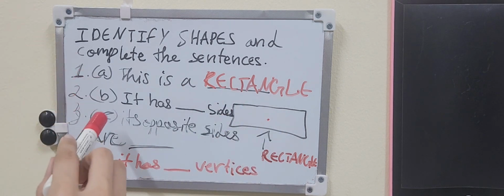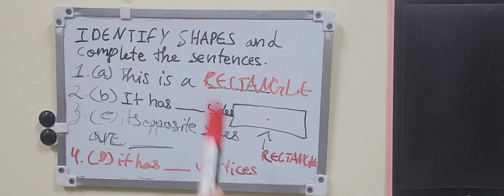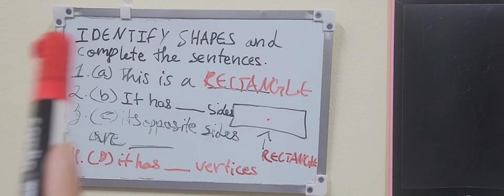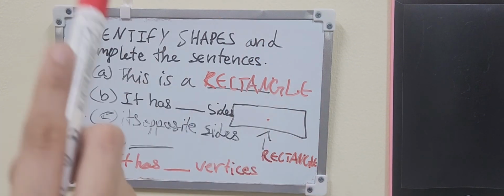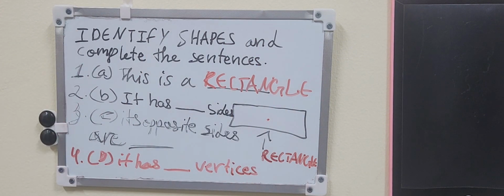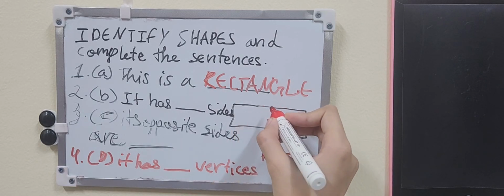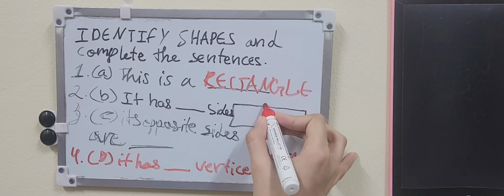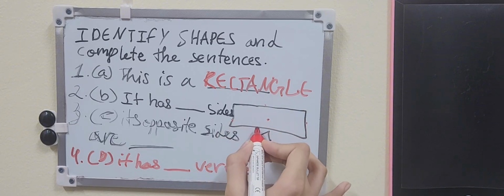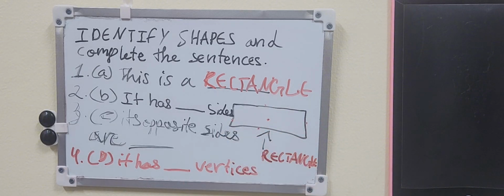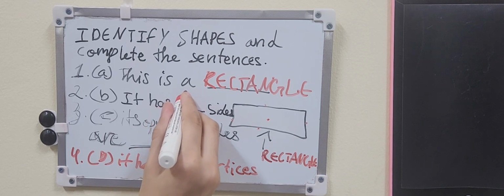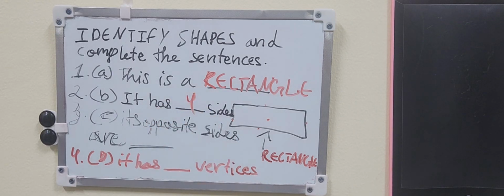Number 2, B. It has dash sides. Now how many sides does it have? It's drawn over here, so we could count the sides right now. We're going to count the sides as you learned in this video. 1, 2, 3, and 4. So that means there are 4 sides. And then we're going to be moving on.